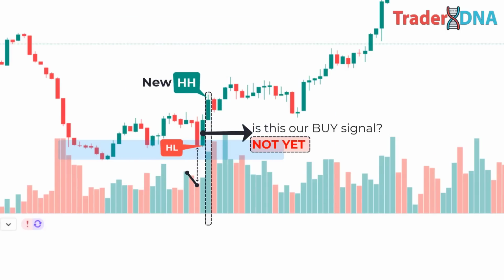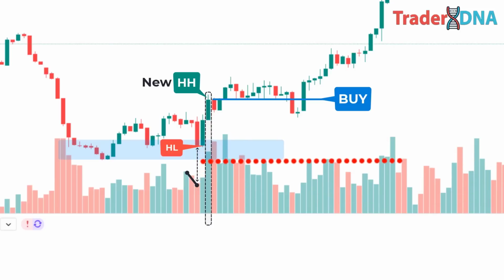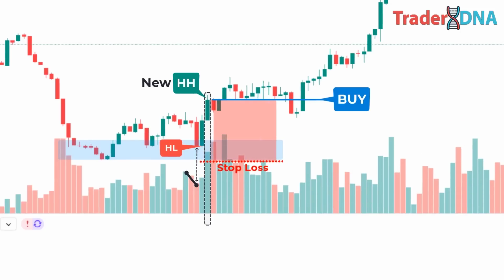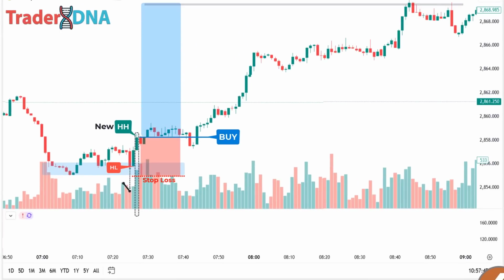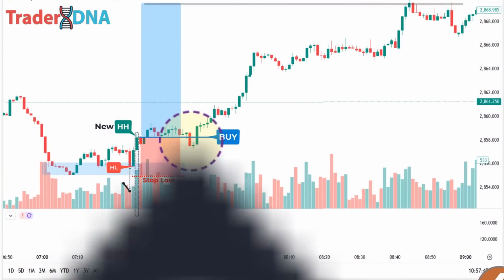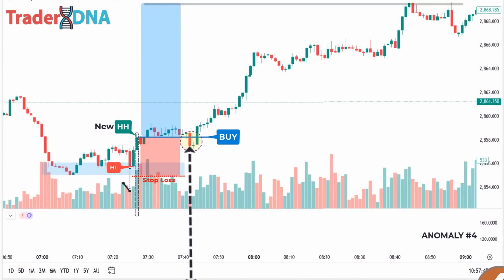So what do you do now? Simple. Open a buy entry with a stop loss right below the support area. And just like that, boom, the price rallies smoothly. But hold up, the market movers aren't done playing games. Look at this. Another strong bearish candle forms, but guess what? Low sell volume again. Super interesting, right?